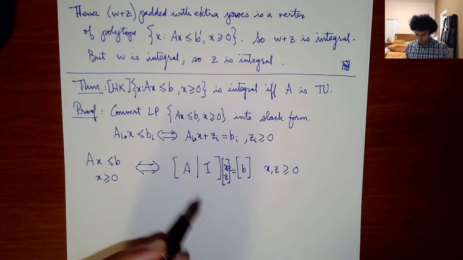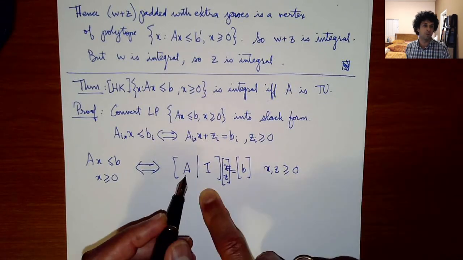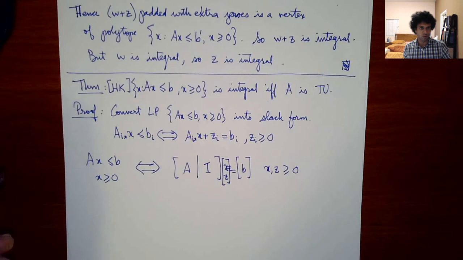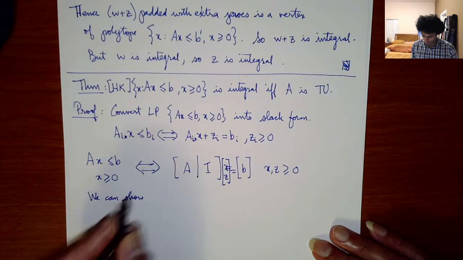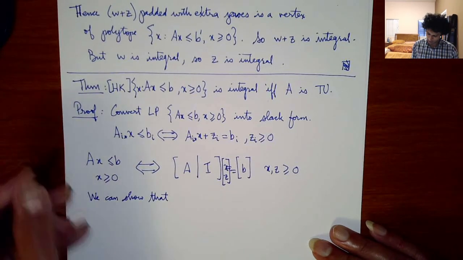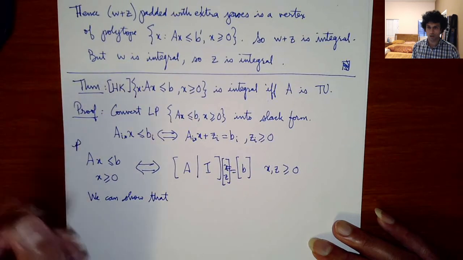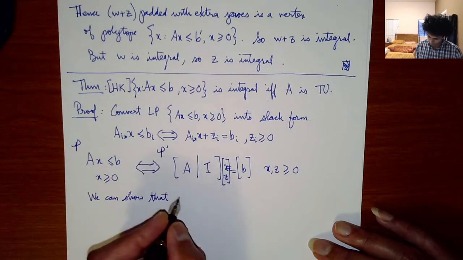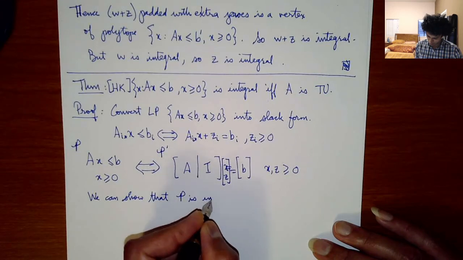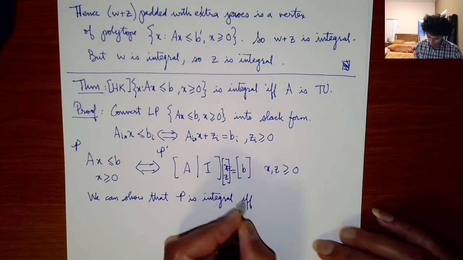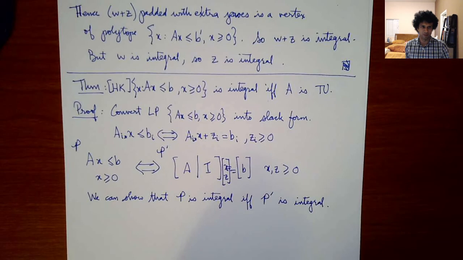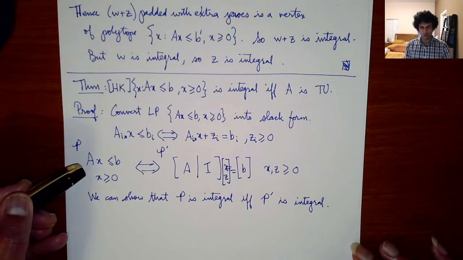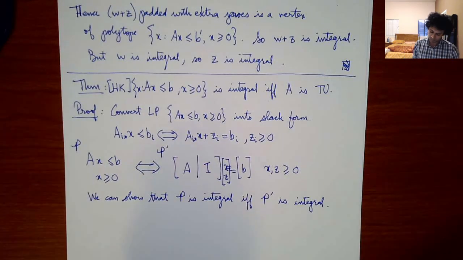And then we know that [A I] is unimodular, and then we can show that therefore A is going to be totally unimodular. So we can show that. Let me call this polytope P, and call this polytope P prime. That P is integral if and only if P prime is integral. It's somewhat of a technical calculation. I won't go through it, but it basically follows from the characterizations of integrality in terms of optima.